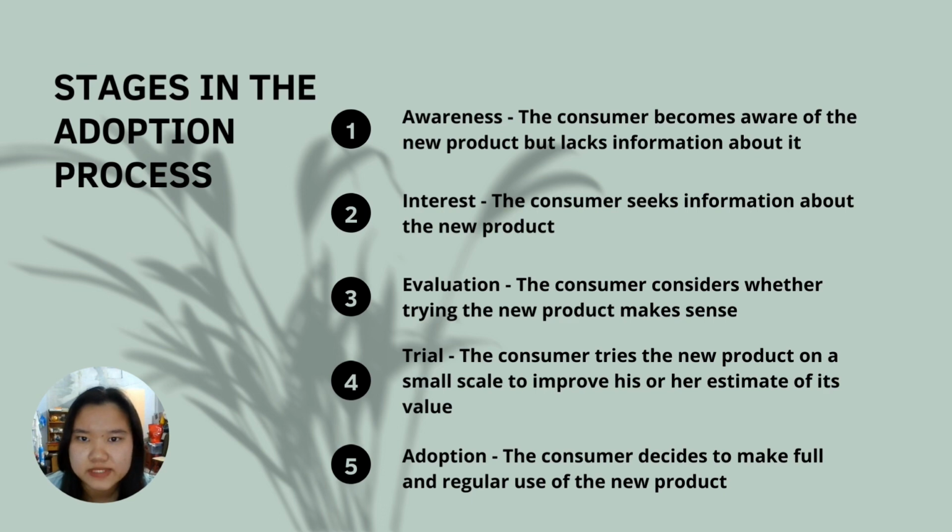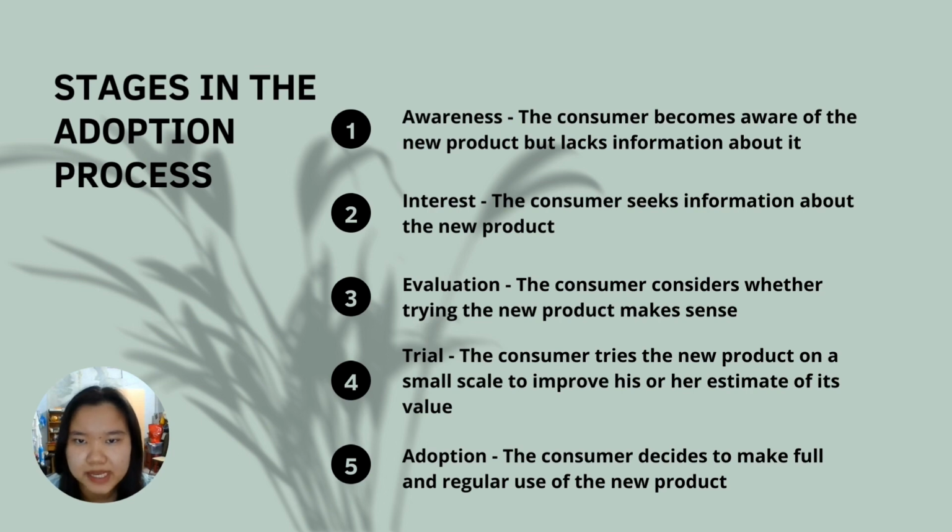Consumers will go through 5 stages in the process of adopting a new product. The first one is awareness. The consumer becomes aware of the new product but lacks information about it. Interest means the consumer seeks information about the new product. The third one is evaluation. The consumer will consider whether trying the new product makes sense. Trial means the consumer tries the new product on a small scale to improve his or her estimates of its value. Adoption is when the consumer decides to make full and regular use of that product.